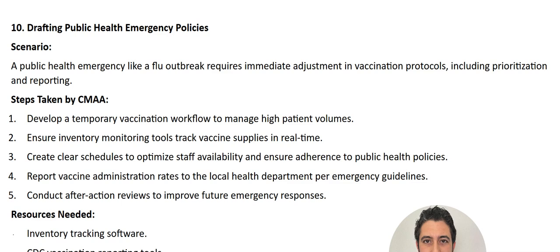Drafting public health emergency policies. Scenario: a public health emergency like a flu outbreak requires immediate adjustment in vaccination protocols, including prioritization and reporting. Steps taken by CMAA: develop a temporary vaccination workflow to manage high patient volumes, ensure inventory monitoring tools track vaccine supplies in real time, create clear schedules to optimize staff availability and ensure adherence to public health policies, report vaccine administration rates to the local health department per emergency guidelines, conduct after-action reviews to improve future emergency responses.